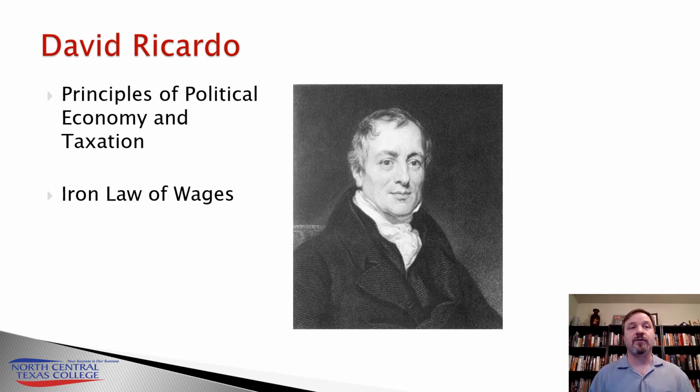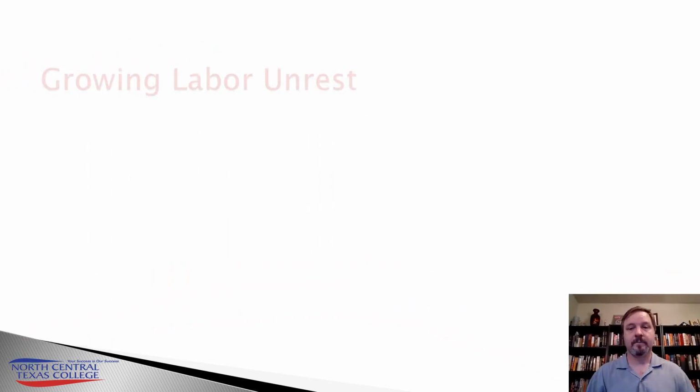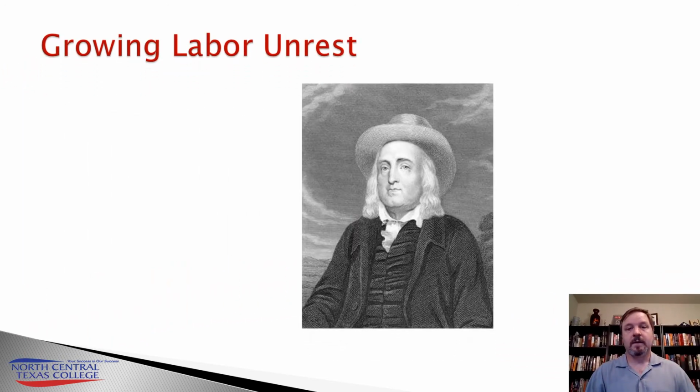Now, during the Industrial Revolution, because of the population explosion and immigration, you have no shortage of workers. Therefore, the iron law of wages dictates that wages are going to naturally plummet. Ultimately, what this means is that the workers are going to have no recourse but to take some action.